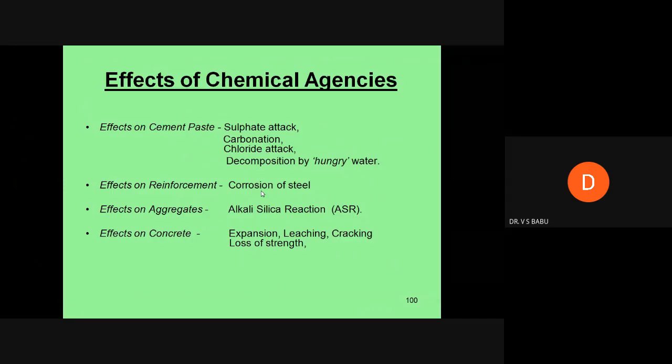So, effects on the aggregate. That means in the cement you have the silica, that means alkali content. That alkali content also attacks the aggregates, and damage will take place. Effects on the concrete. The entire concrete, that means expansion. Expansion means the beam member or column member will bulge.